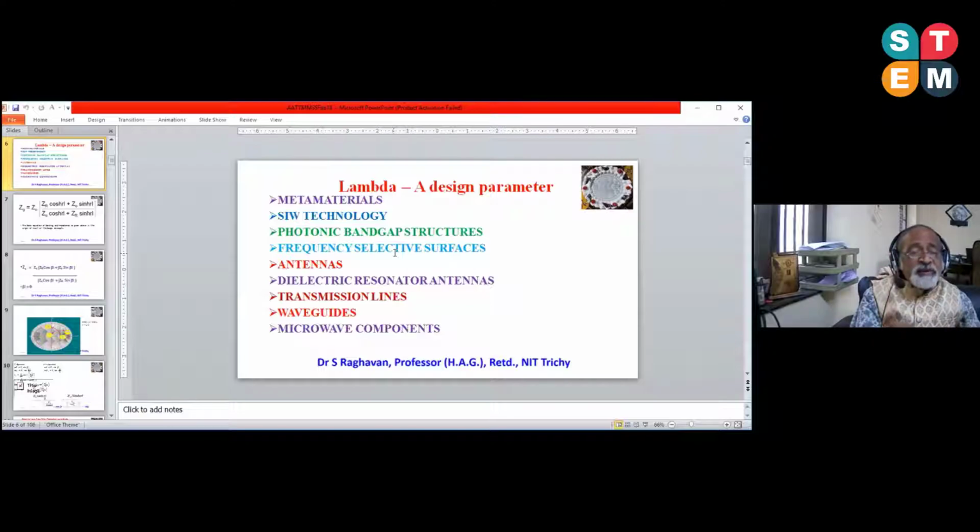And as an engineer, you cannot say some and all. There are very accurate values. That also you can derive only in terms of the lambda.